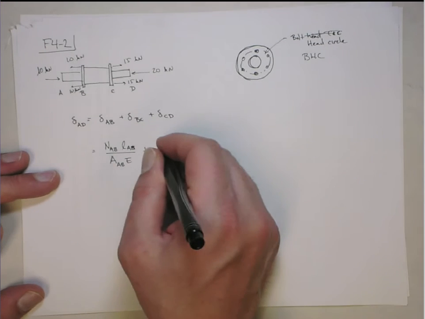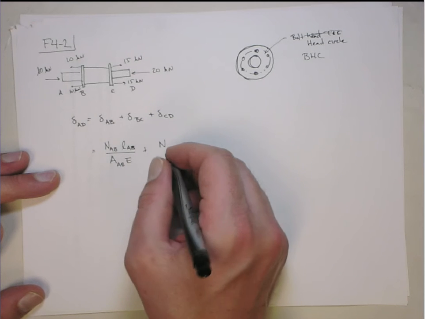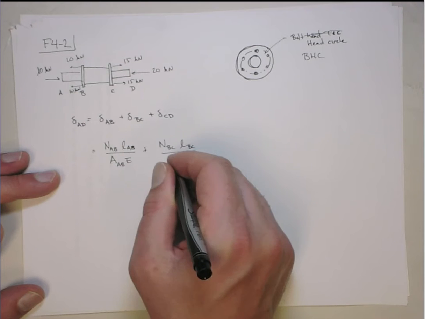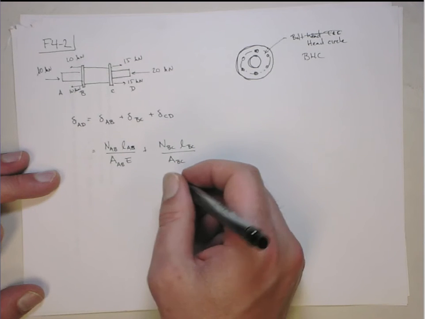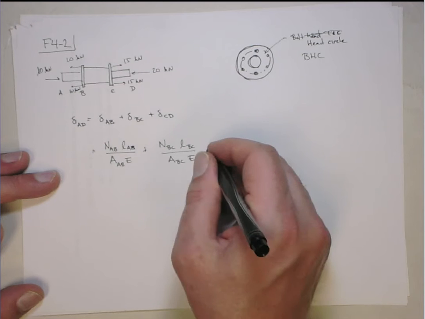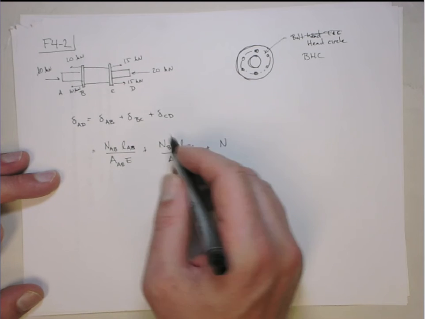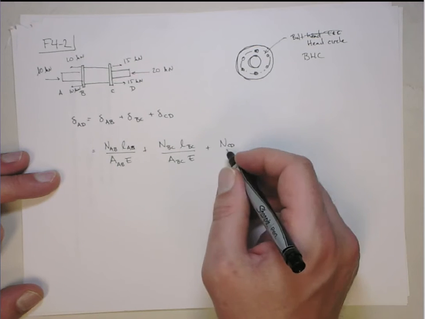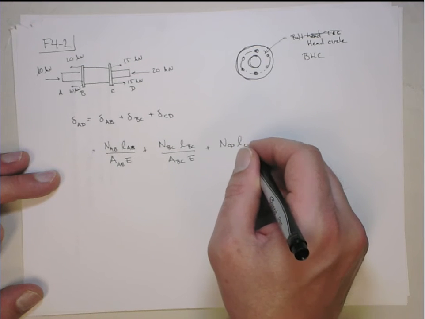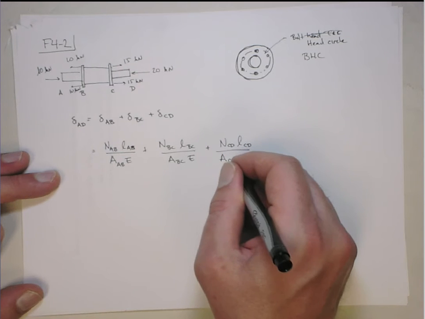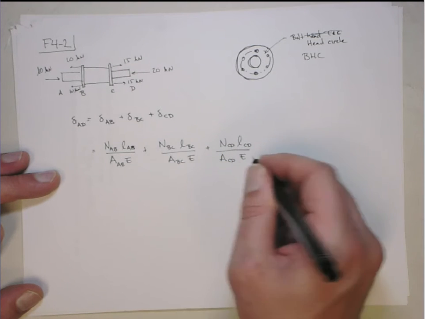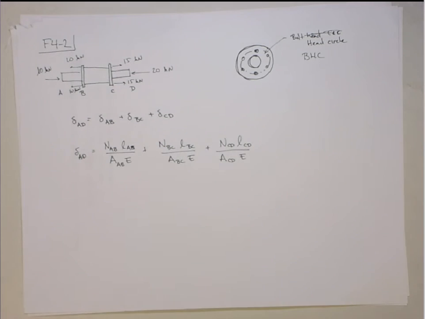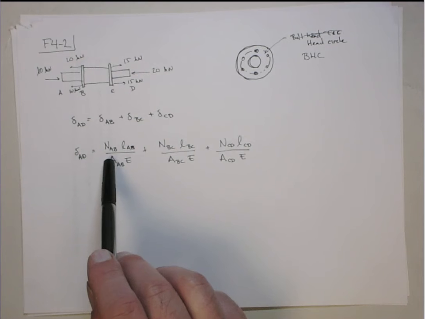And then plus the internal reaction force in section BC, because that's constant through the length BC, over the area of BC, that's the hollow cross-section, times Young's modulus, plus finally the internal reaction force axial in CD, the length of CD, cross-sectional area of CD, which is I think the same as AB, times E. That's the elongation.